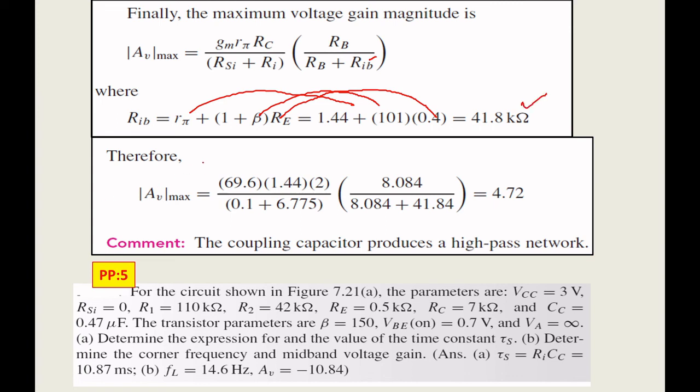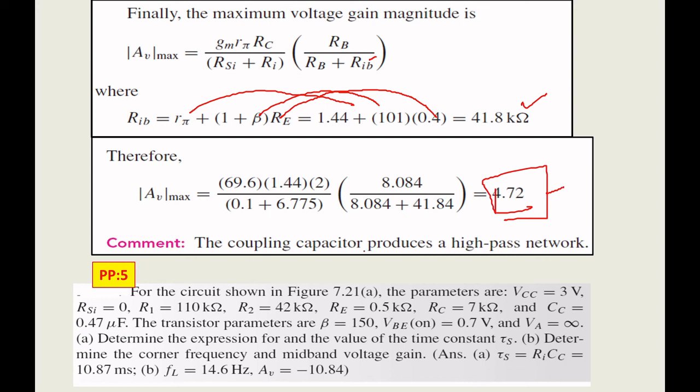Now you know all the values. You know the GM, the R pi, the RC, the RSI, the RI, the RB, and RIB. If you substitute, you should get 4.72. I hope you will get this answer. Try to put it in the calculator and get the same answer.